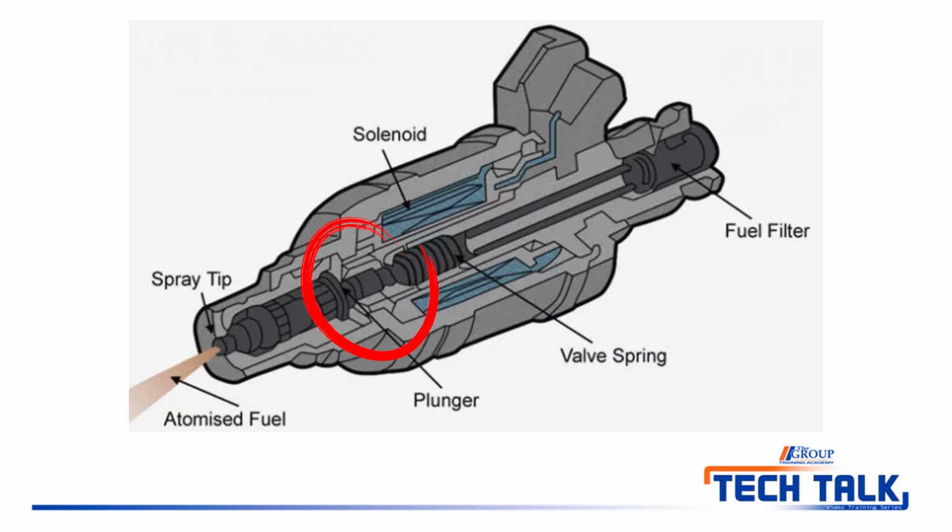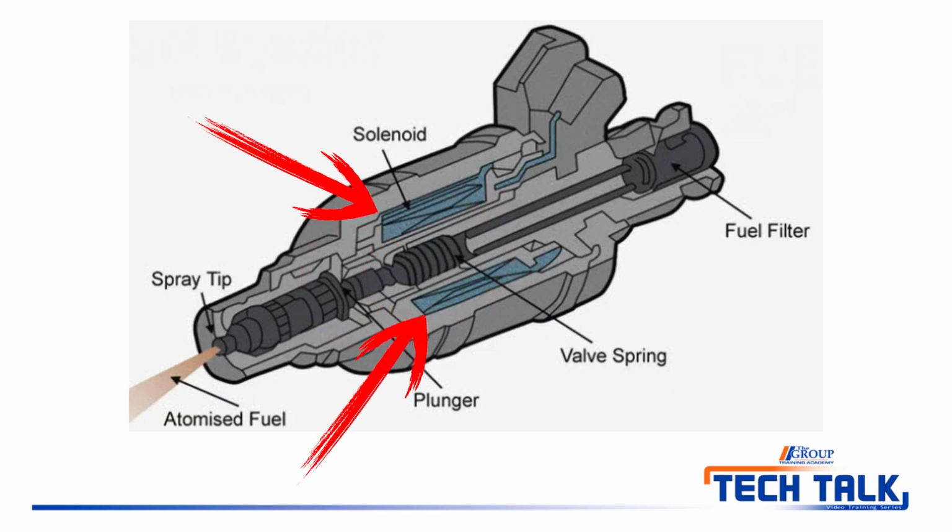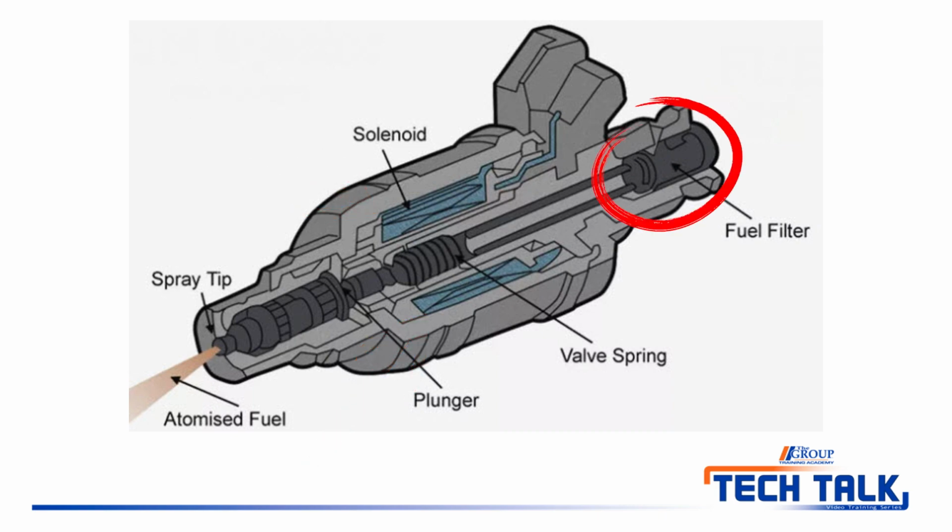Then it comes up to the plunger, the big spring that holds it closed, and there's actually some solenoid windings in there that's magnetically going to open and close it. And notice at the top there's also a little fuel filter. That's the last line of defense when it comes to an injector.